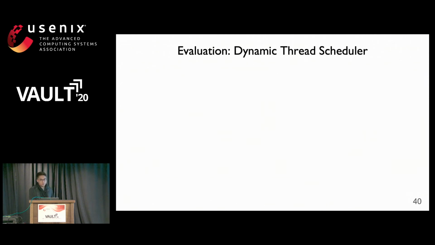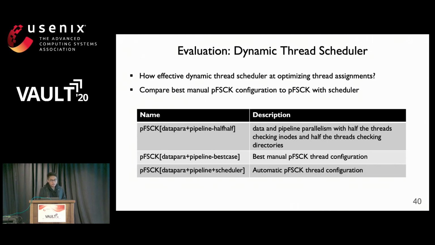Lastly, we want to evaluate the performance improvements of the dynamic thread scheduler. In this experiment, we compare the half-half configuration that we saw from the previous experiment, the best case static assignment that we saw from the previous experiment, and then we have this third scheduler configuration where we have the dynamic thread scheduler automatically assigning thread configurations.